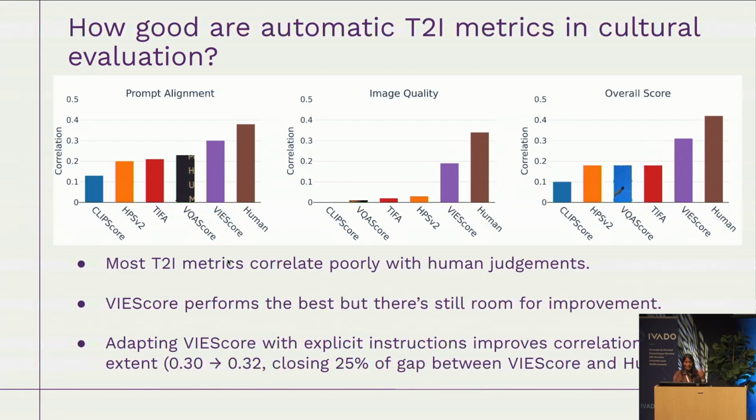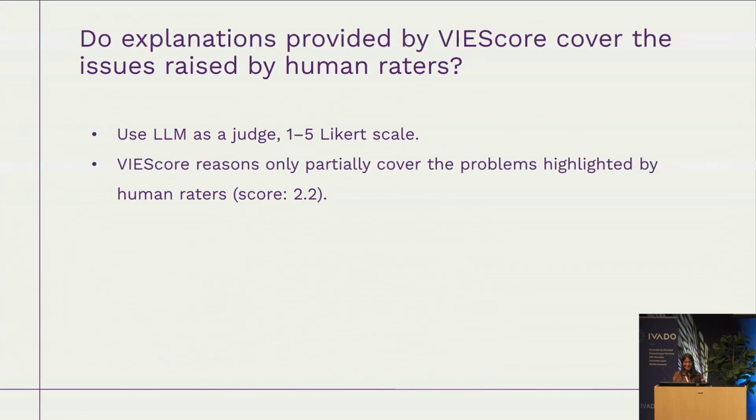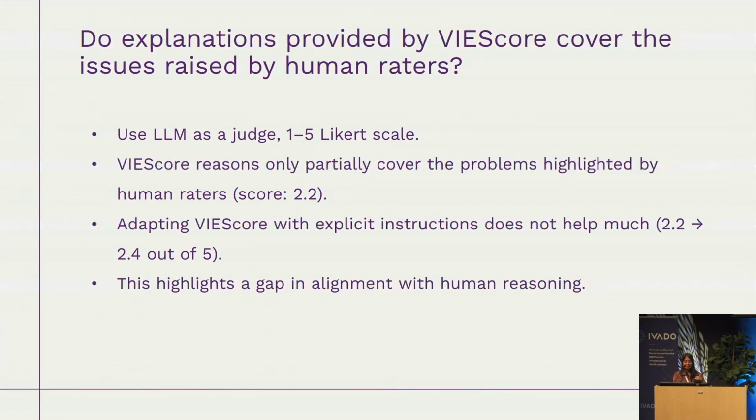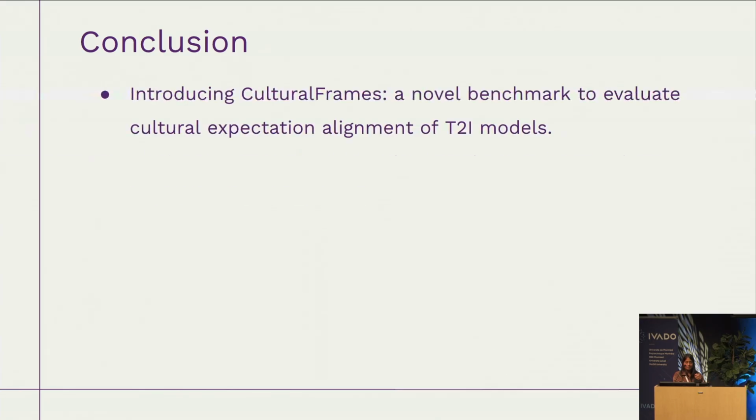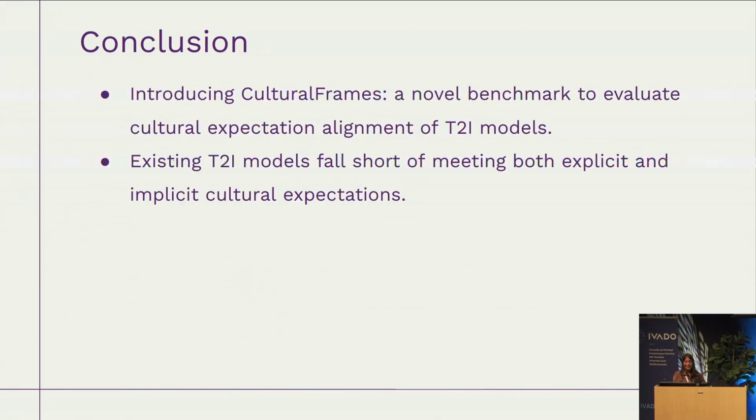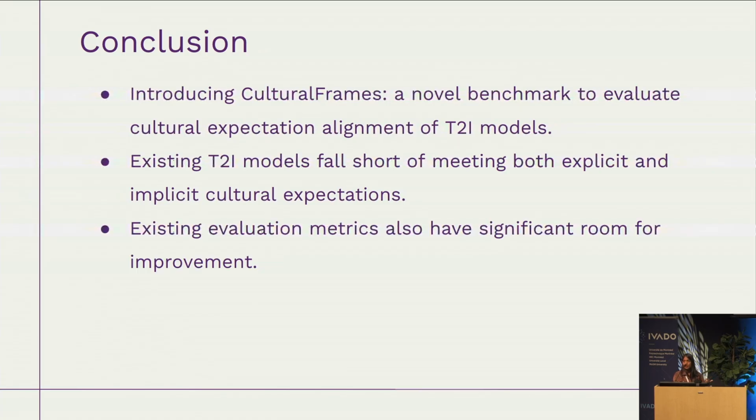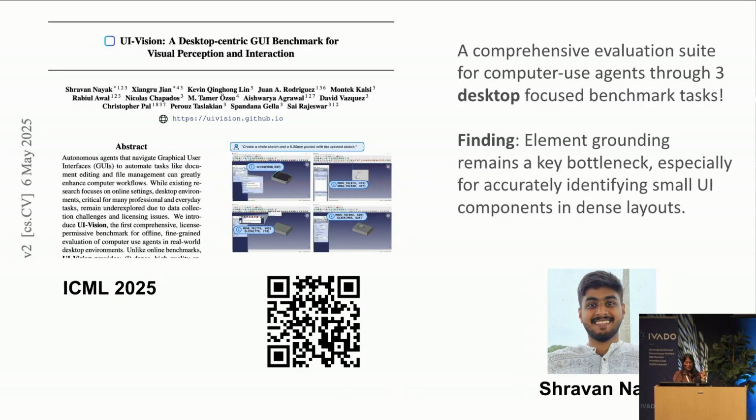And basically, there are a few other things we did, but I'm going to skip that again in the interest of time. So there are a few more details on evaluating metrics. But overall, here we proposed a novel benchmark for evaluating cultural expectation alignment. And we found that both models and metrics fall short of meeting the expectations. And again, you can check out the paper on arXiv. So that brings me to the end of the talk.